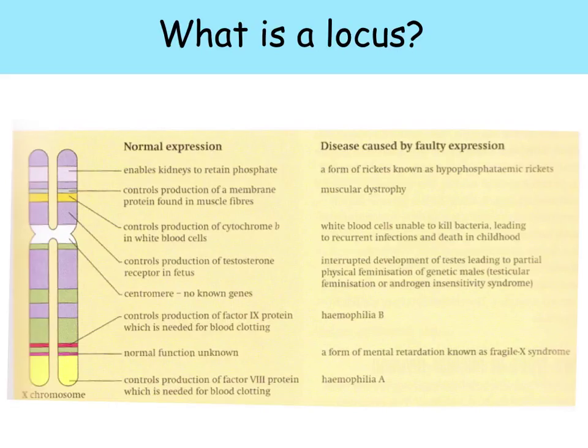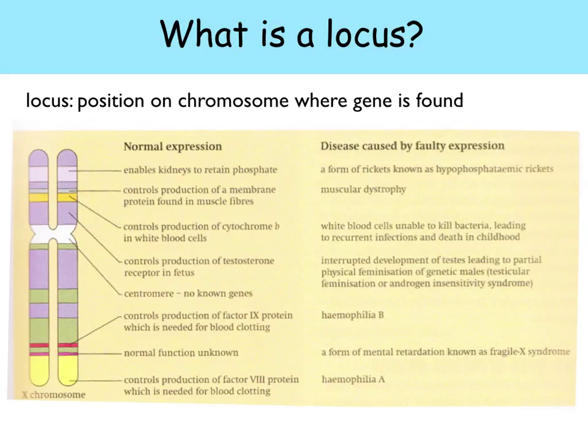Okay, so what is a locus? The locus is the position on the chromosome where the gene is found. Here you can see a chromosome with different genes, and where the gene is found is called the locus. Notice the first gene, which enables kidneys to retain phosphate. If there's a faulty expression of this gene, it can result in a disease, for example, a form of rickets. So you can have a look at the different genes and what happens if there's a faulty expression. And this chromosome is the X chromosome, so the female chromosome.